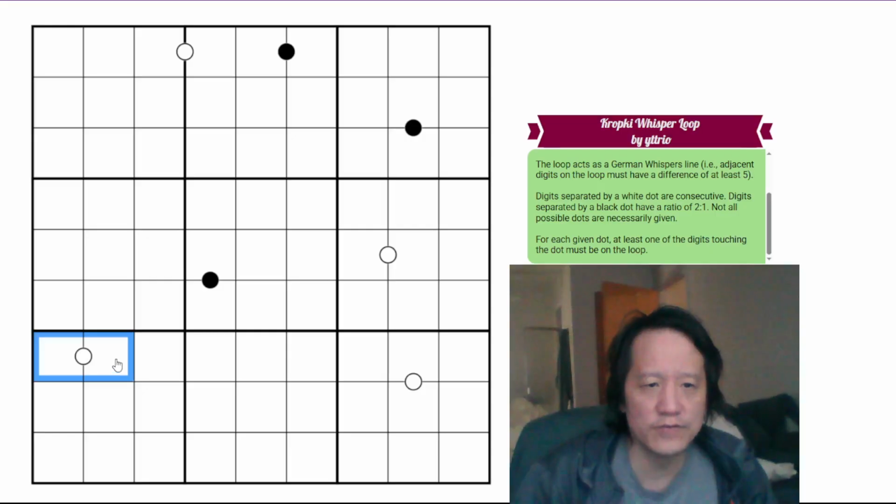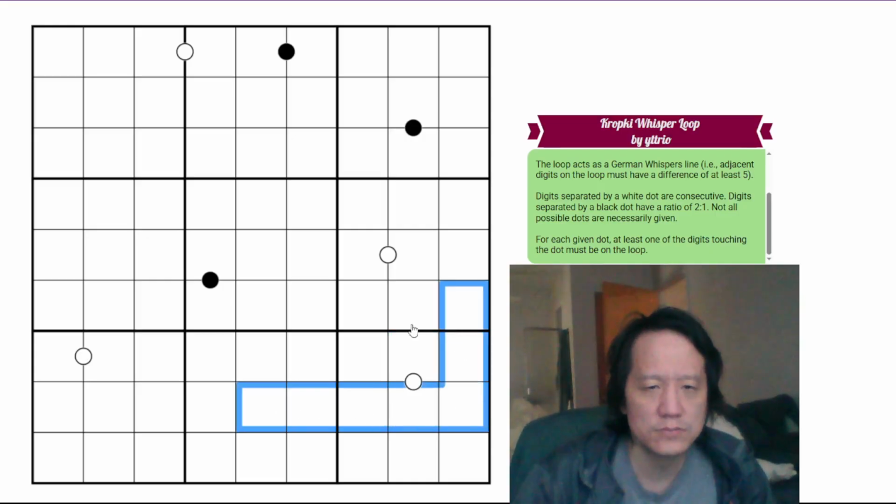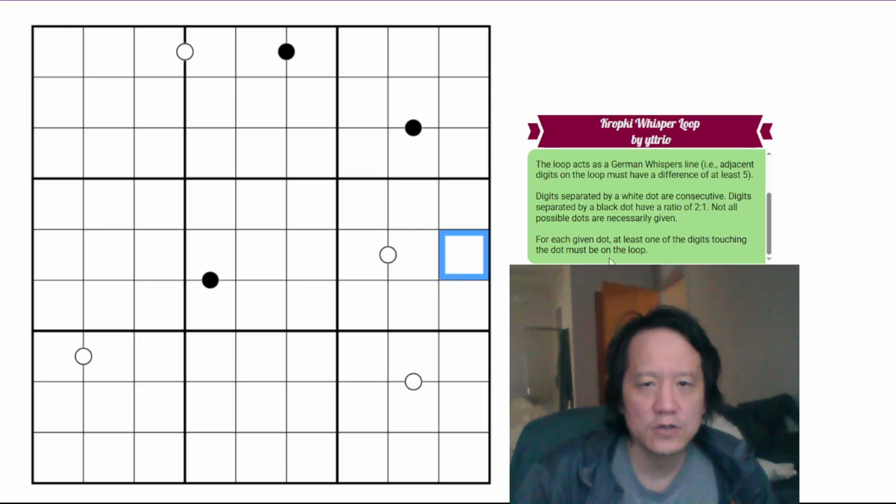Okay, so at least one of these is on the loop. At least one of these is on the loop. Okay, and they act as a German whisper line.